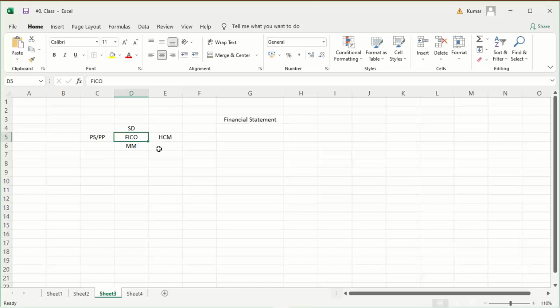If you check on job portals, no matter which country you belong to, right? If you check the number of opportunities in job portals, the openings for the FICO module are always quite high compared to SD, MM, and whatever other modules are there, right? So now here financial statement means, let's suppose if you have to prepare a profit and loss statement, in that we require data from different modules, right?